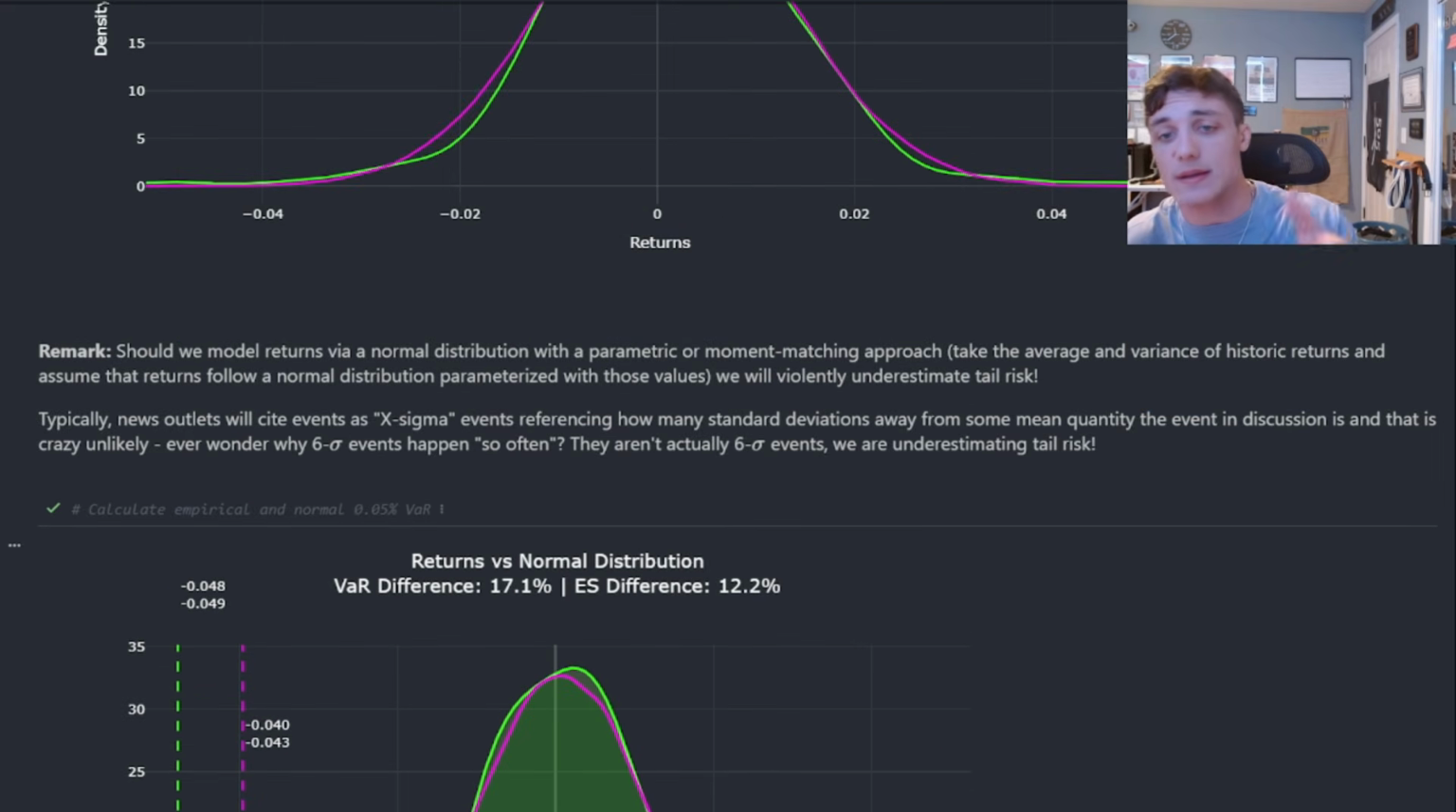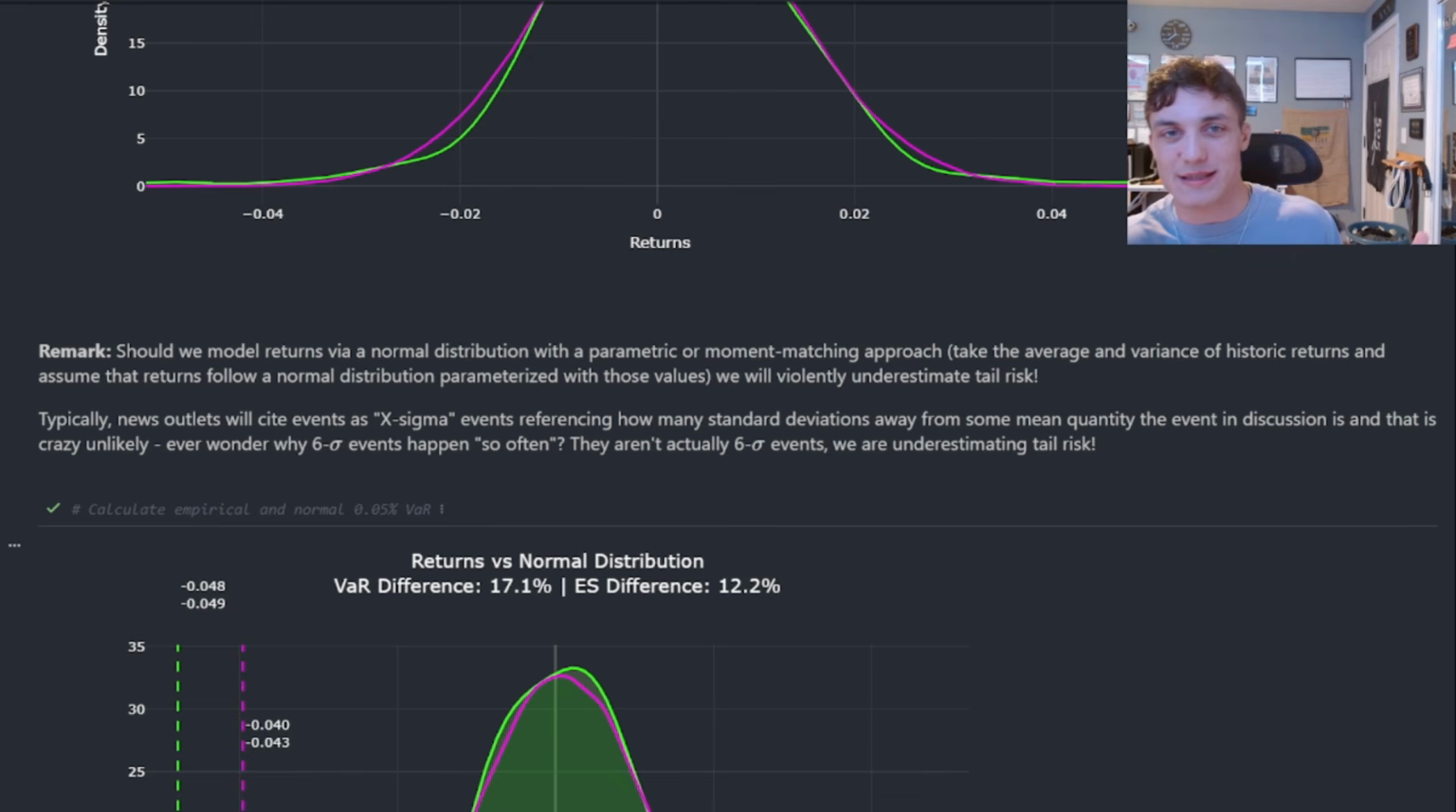Something I wanted to note in this context of kurtosis is you'll hear news outlets cite events as X sigma events, referencing how many standard deviations away from some sort of mean quantity the event in discussion is and how crazy unlikely it is. But it's kind of ironic how often these 6 sigma, 10 sigma, 30 sigma events actually happen, right? And effectively, a lot of the time, we're just underestimating this tail risk.